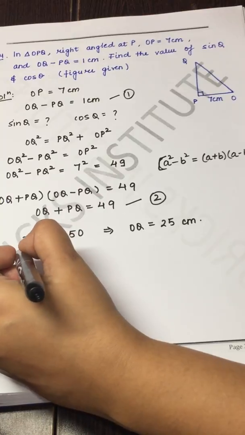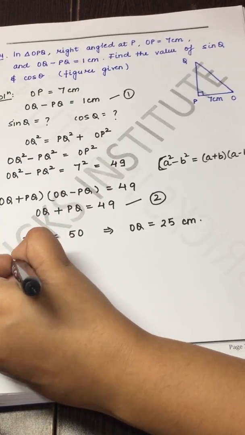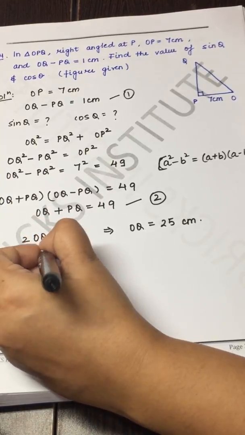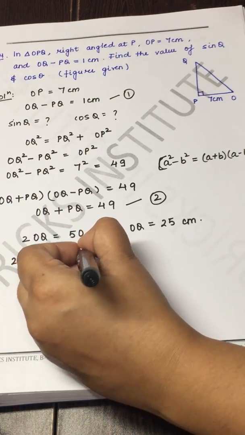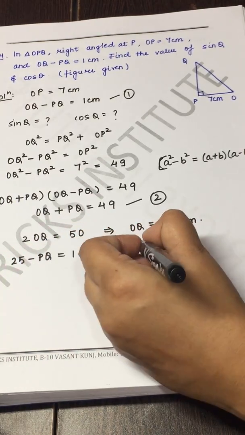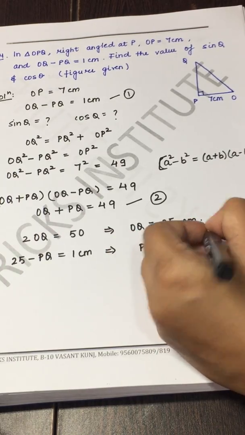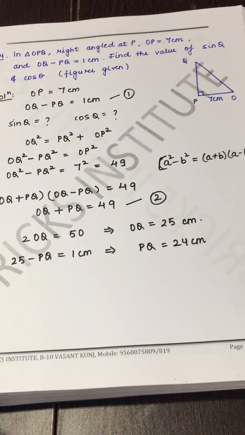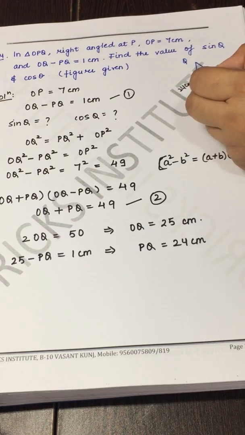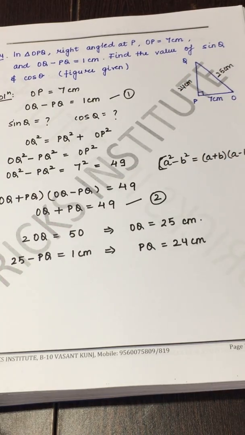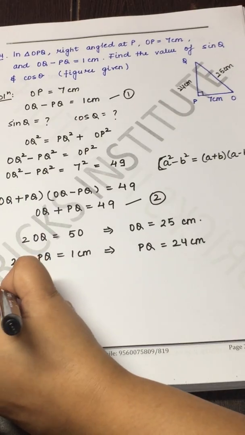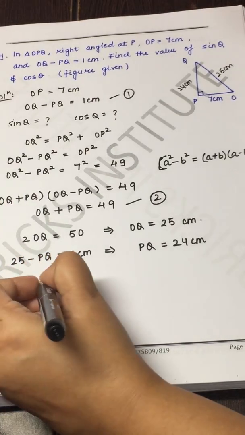Similarly, if OQ is 25, so 25 minus PQ is equal to 1 centimeter. So that implies PQ is equal to 24 centimeter. Now we have all the units, that is OQ is 25 centimeter, PQ is 24 centimeter, right? Now we have to calculate the values of sine Q.